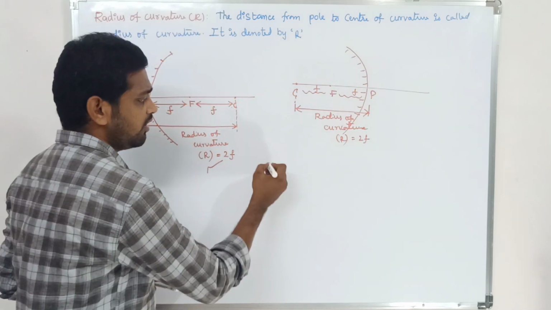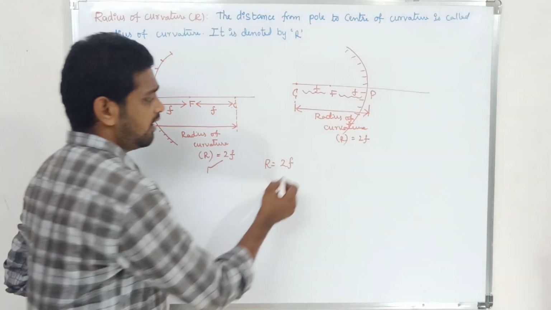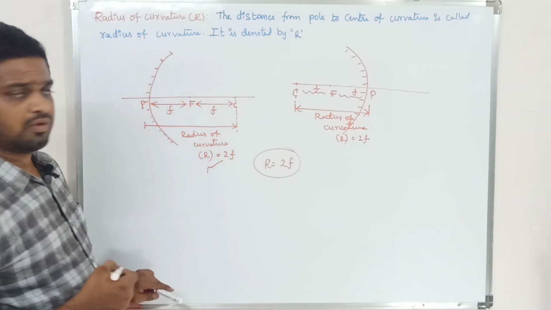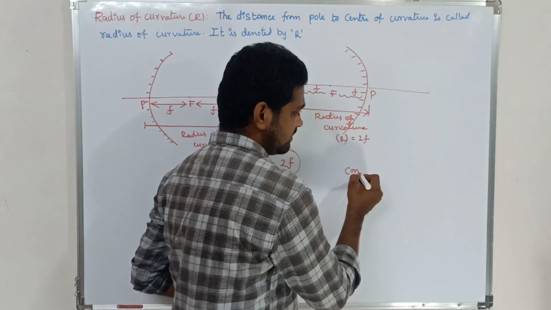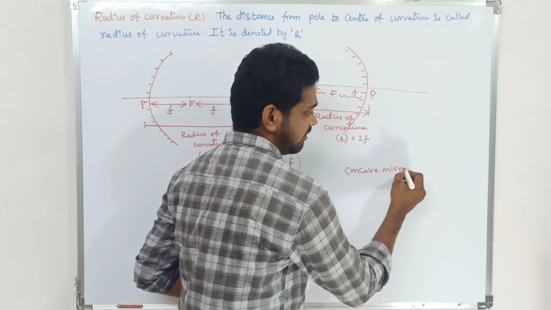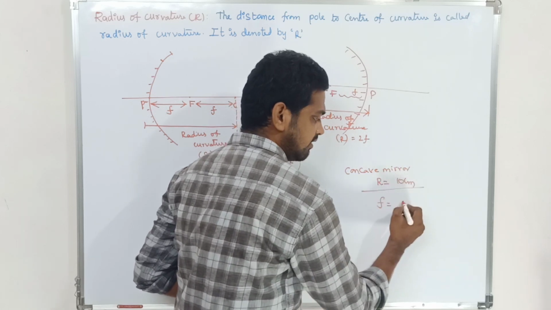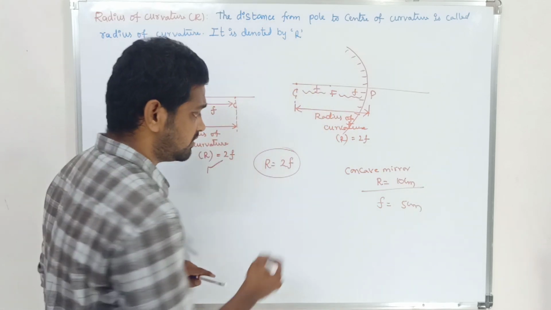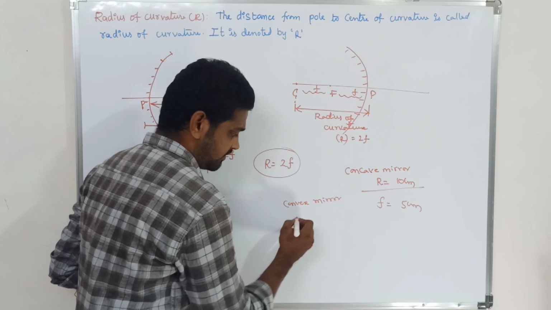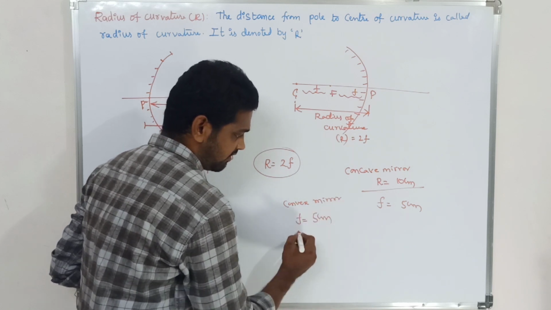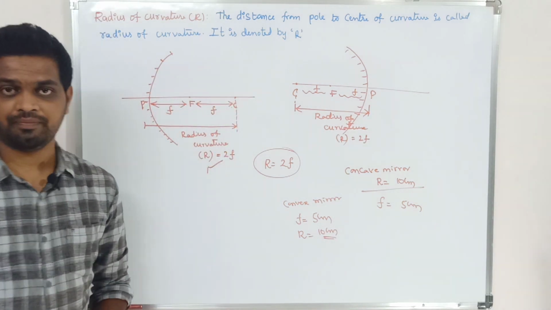So what is the relationship we have between the radius of curvature and the focal length? R is equal to 2 times the focal length. Is it clear, children? Suppose I had taken a concave mirror having the radius 10 centimeters. Then what will be its focal length? 5 centimeters. Suppose I had taken a convex mirror, its focal length is equal to 5 centimeters. Then what is its radius of curvature? Double it, 10 centimeters. Don't get confused, children.